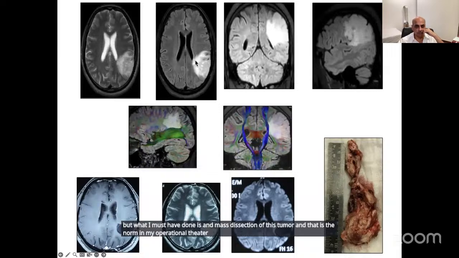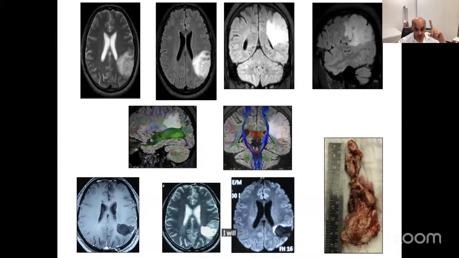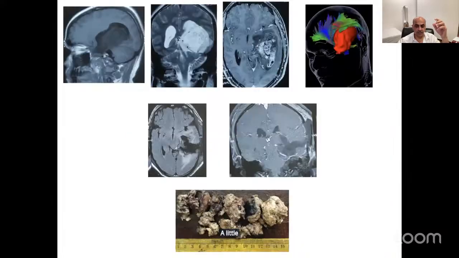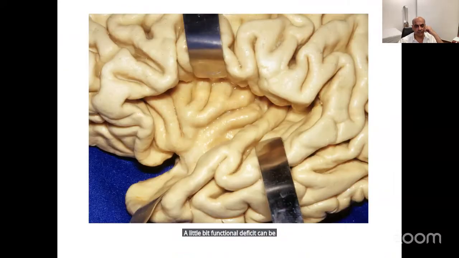This tumor, I will say that I may not need. I will say one tumor which I worry, one area of the brain which I am worried the most. Of course, supplementary motor area is one area which we worry, and every one of us is worried. But the left parietal, posterior parietal and high parietal tumors are the ones which I worry the most, because a little bit of functional deficit can be quite devastating in these tumors.